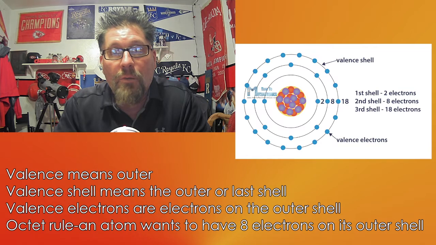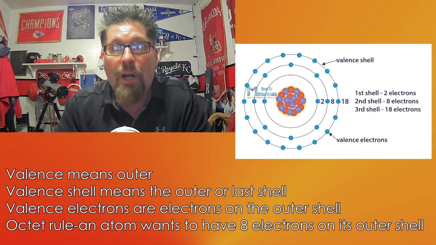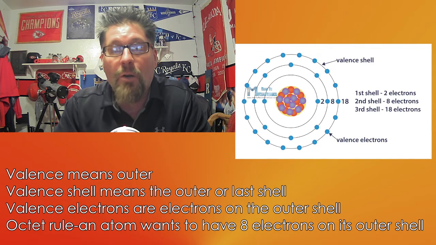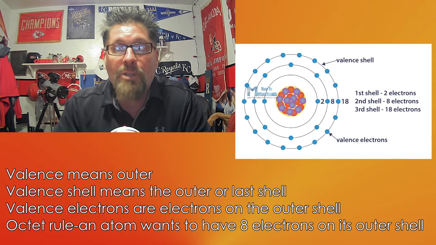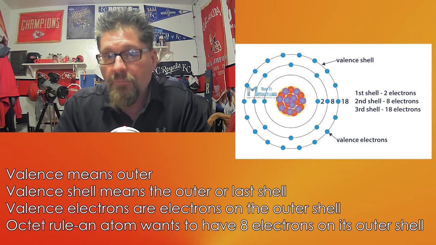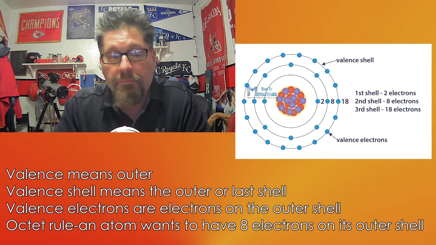Now, we recall that there are 7 shells total, but the 4th, 5th, 6th, and 7th are not used to house electrons here, so they're not a part of the valence identification. The word valence means outer. In this case, the third shell is the outermost one used, and so that is the valence shell. The valence electrons are the electrons on the outer shell, in this case, the electrons on the third shell.